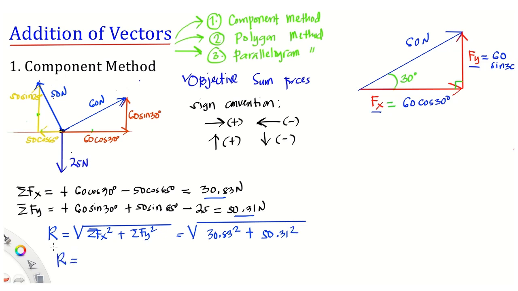And I'm going to repeat this once again, that the meaning of R is the total or the sum of all the forces, or the sum of the vector quantities. Therefore, the sum of all the vector quantities, 50 and 60 and 25, is the value of this R, which is equivalent to 59 Newton. And I think this is for the component method. We're going to solve the resultant or the addition of these three forces using the polygon method.